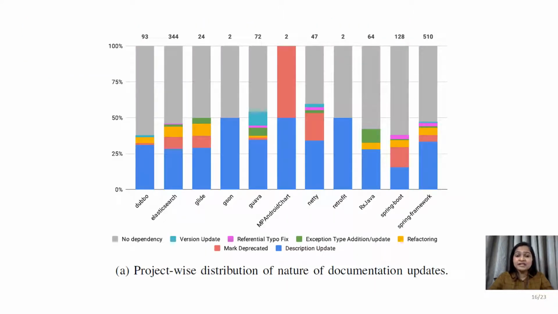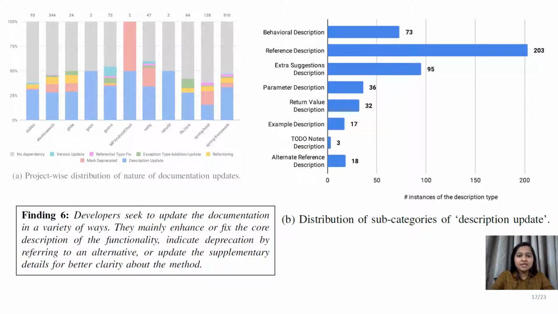We identified six categories of documentation updates shown in Figure 8. The most common one is a description update to fix the description of the functionality. Another common update is to indicate deprecation of the target method by referring to an alternative method in the documentation. The description update may further be categorized into 8, as indicated in Figure B. Presence of references in the description is the most common subcategory, called the reference description.